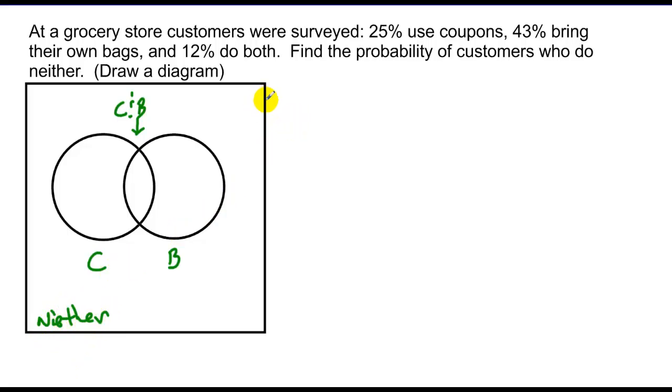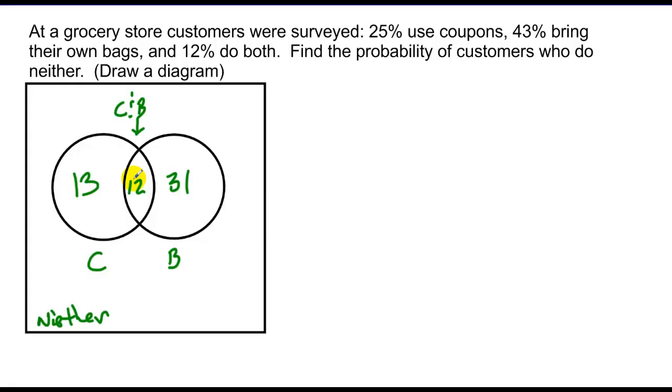So I know I have 25 use coupons, 43 that bring their own bags, and 12 that do both. So I'm going to put my 12 right here. And if I have 25 with coupons, then since I already have 12, I've got 13 here. 43 bring their own bags, but since I already have 12 in the bag circle, I just subtract from 43. That gives me 31. So a total of 43 in there.